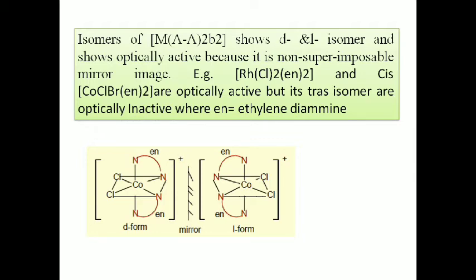Generally, in this form, the cis isomers of rhodium and cobalt, shown in the examples, are optically active, but their trans isomers are optically inactive. Here the trans isomer is optically inactive because it shows a superimposable image, but the cis isomers show a non-superimposable mirror image, which is seen in the structure. One is the dextrorotatory form, another is the levorotatory form, which are mirror images of each other.